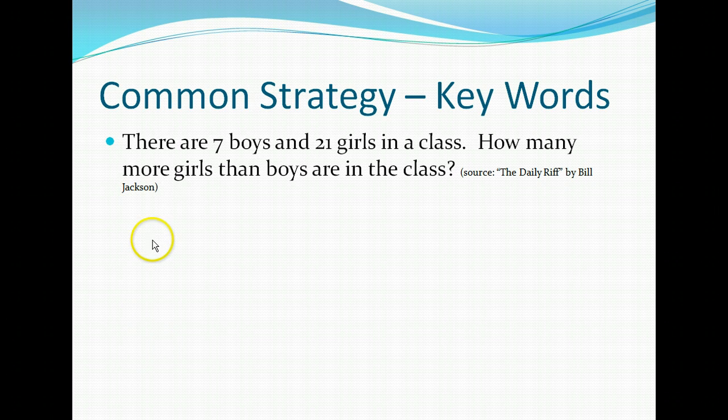So maybe you noticed the word more in here. More, usually we associate that with adding. If I ate 2 Hershey Kisses and I wanted more, I would add some more Hershey Kisses, right? We would add to solve that. But this is actually not an addition problem.